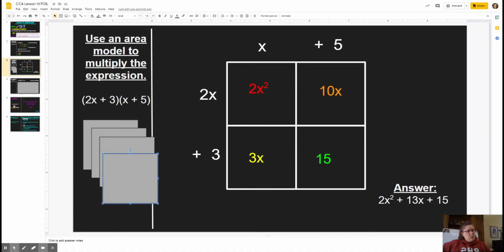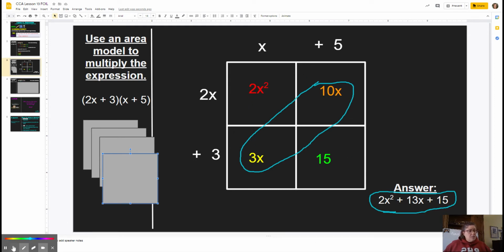And then from here, just like the previous example and what we talked about on Wednesday, you look in this area and you ask yourself, do I have any like terms? In this case, I've got 3x and 10x, so I can simplify them to 13x. There aren't any other x squareds and there aren't any other plain numbers, so there isn't anything else I can do to simplify those expressions, combining those terms together.